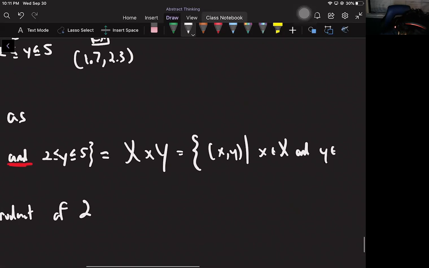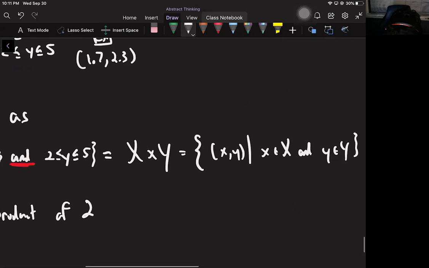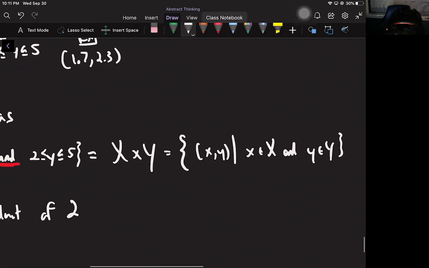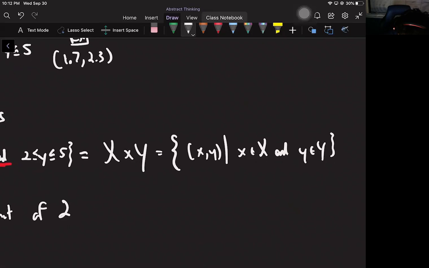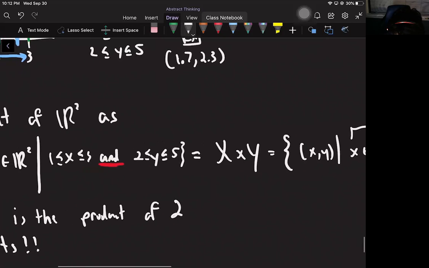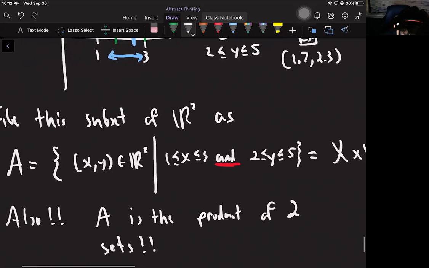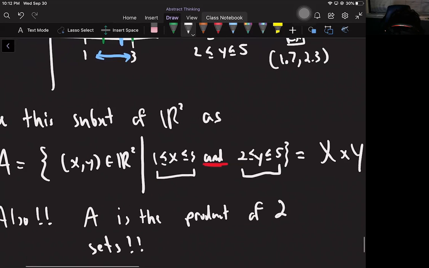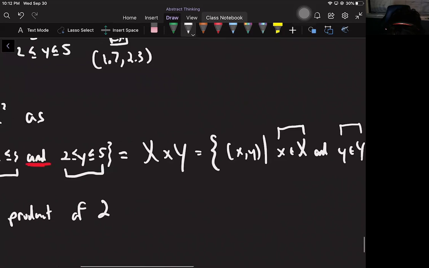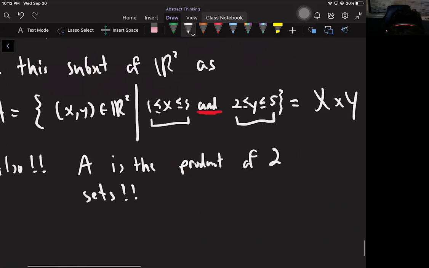The product definition has this word "and" in it as well. And so what a product is doing is saying, tell me what kinds of things the first coordinate can be, and then tell me what kinds of things the second coordinate can be. And that's sort of what we're already doing here. We're saying that the first coordinate is between 1 and 3, and the second coordinate is between 2 and 5. So it sort of matches up. We just got to write it down very carefully.